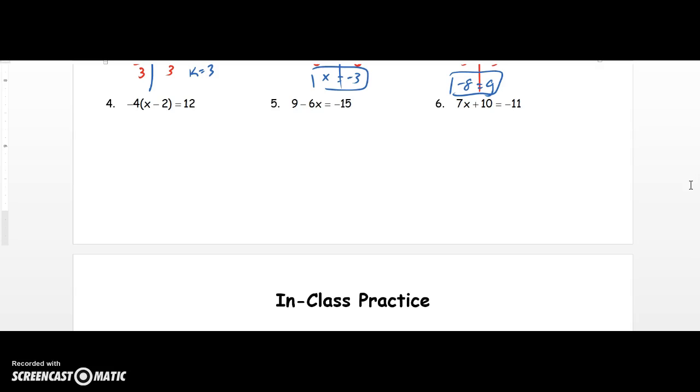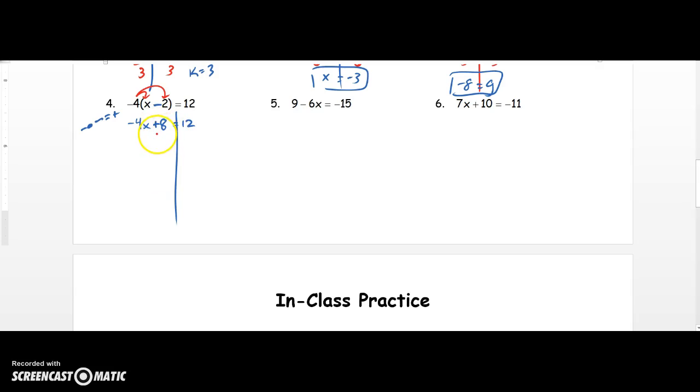What's our first step here? We have to distribute. So negative 4 times x, we have negative 4x. Negative 4 times negative 2. Look at the sign in front of the number, negative 2. A negative times a negative always equals a positive answer. So we have plus 8 equals 12. Why is it plus 8? Because negative 4 times negative 2 is a positive 8.